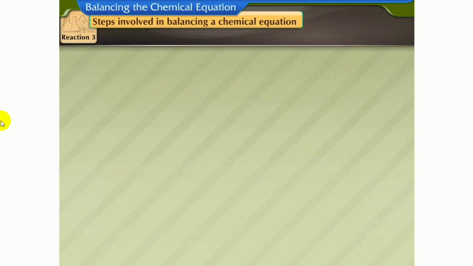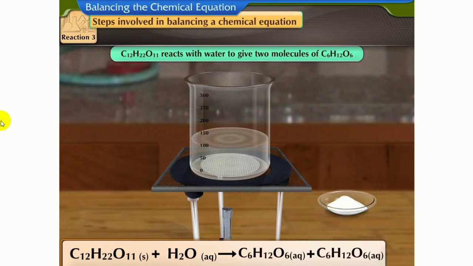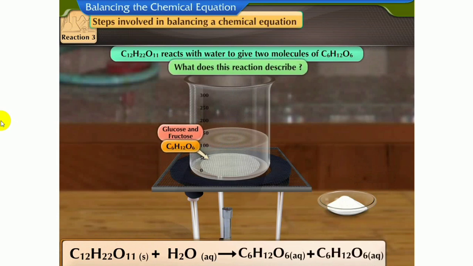Reaction 3. C12H22O11 reacts with water to give 2 molecules of C6H12O6. What does this reaction describe?